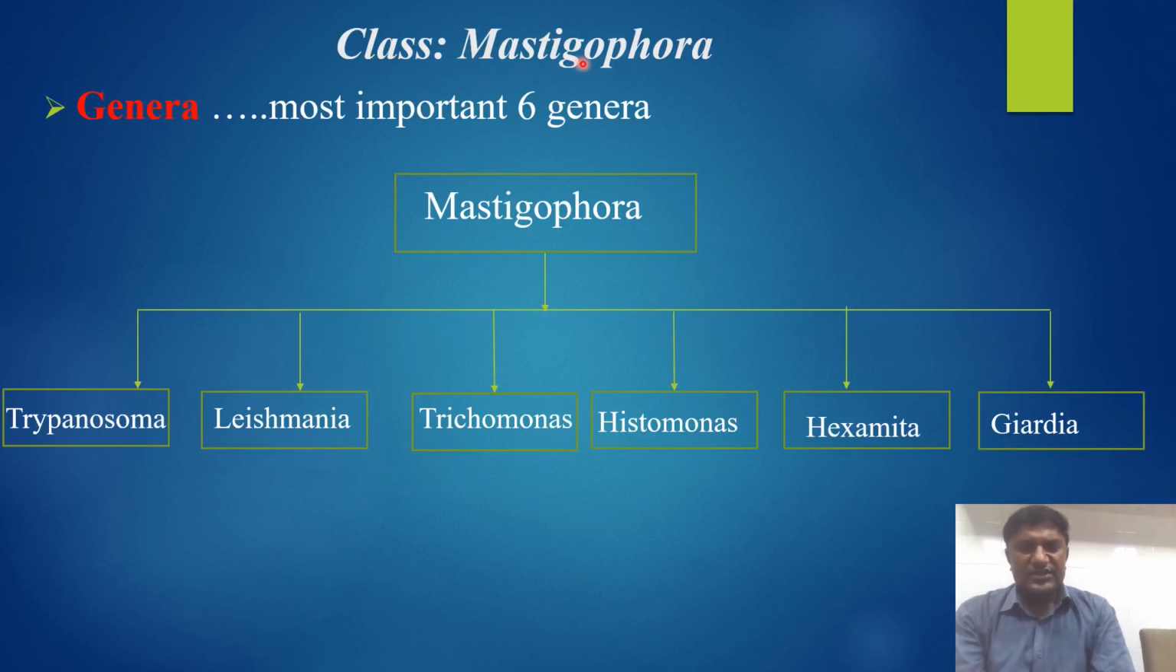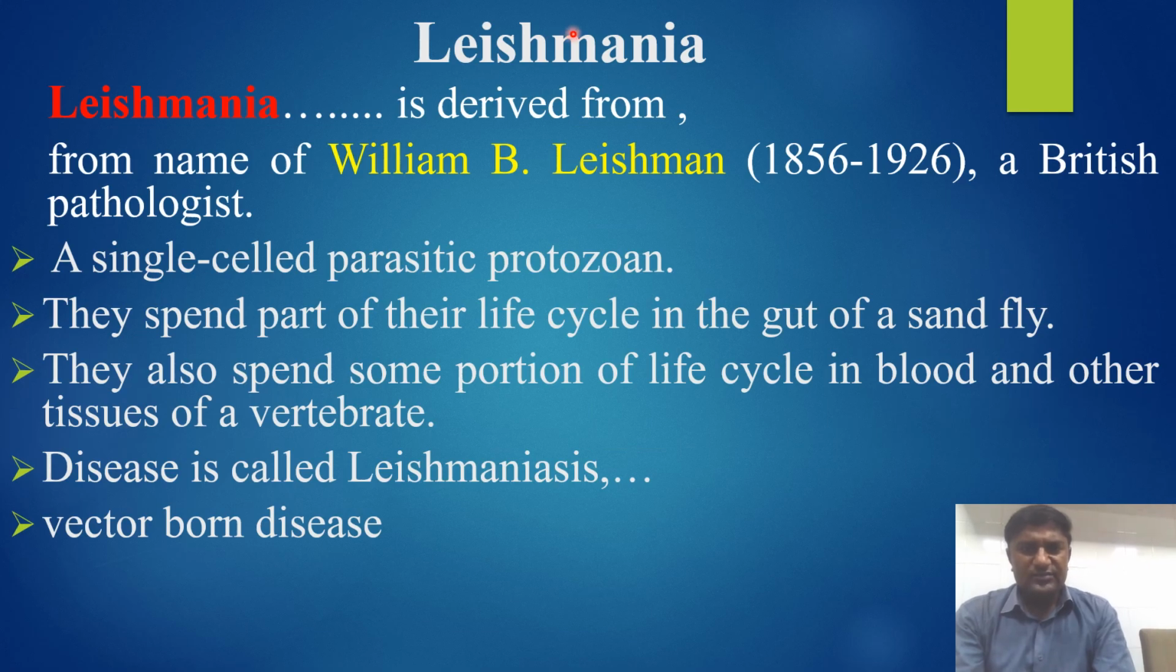The class Mastigophora. The most important genera in the class Mastigophora are six: Trypanosoma, Leishmania, Trichomonas, Histomonas, Hexamita, Giardia. The name Leishmania is derived from William B. Leishman, 1856 to 1926, a British pathologist.